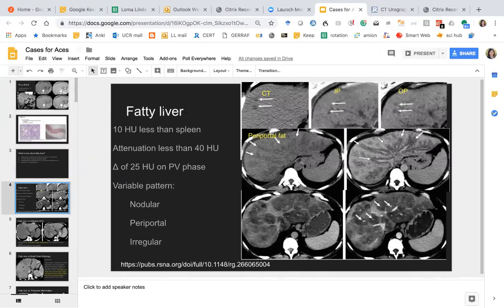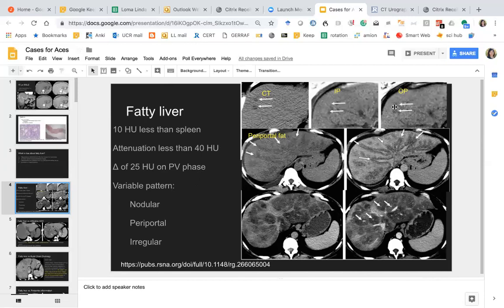So fatty liver, typically it's 10 Hounsfield units we think about on non-con compared to the spleen, with attenuation less than 40. On portal venous phase, we use a 25 Hounsfield unit cutoff compared to the spleen, and there are variable patterns. It can present as nodular, it could be periportal like our case was, it could be irregular.